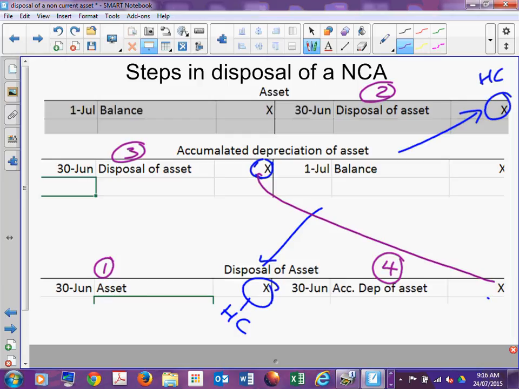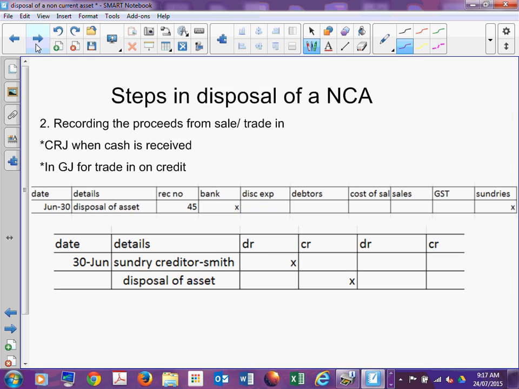This one, I think it's important that you learn your general journal entries and the ledger accounts, because it's a good one to have in the exam as a ledger account to test your knowledge. Are there any questions so far? All right, let's move on.